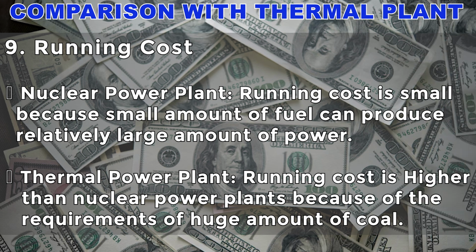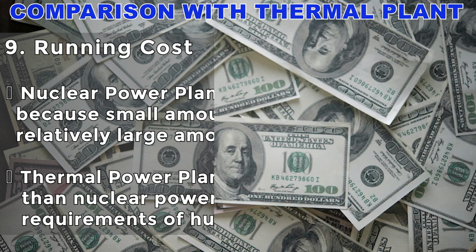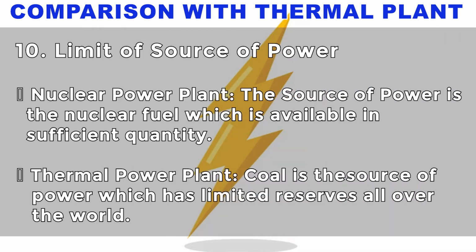Next comparison is running cost. In a nuclear power plant, running cost is small because a small amount of fuel can produce a relatively large amount of power. In a thermal power plant, running cost is higher than nuclear plants because of the requirement of a huge amount of coal.